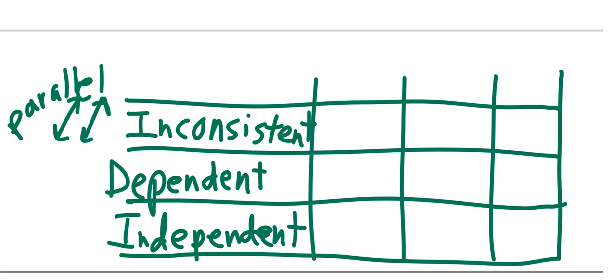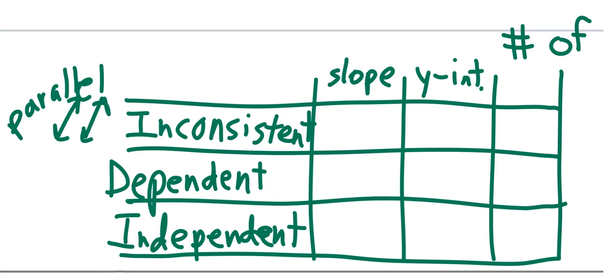You know what I should write here? Slope, y-intercept, number of solutions. How many solutions does a set of parallel lines have? Remember, a solution is where they cross. None, right? So 0. They are never going to cross.